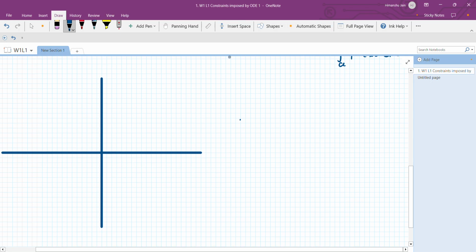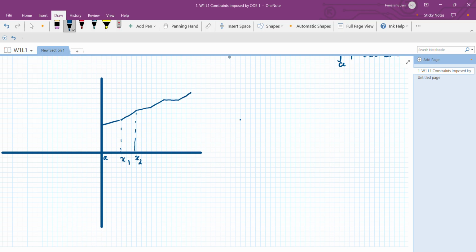Suppose I have a function like this, which has constant slope across the interval a to x1, but after x1 its slope changes, but again it becomes constant over some subinterval of length x2 minus x1. So this is the kind of function, and this is our final point p.